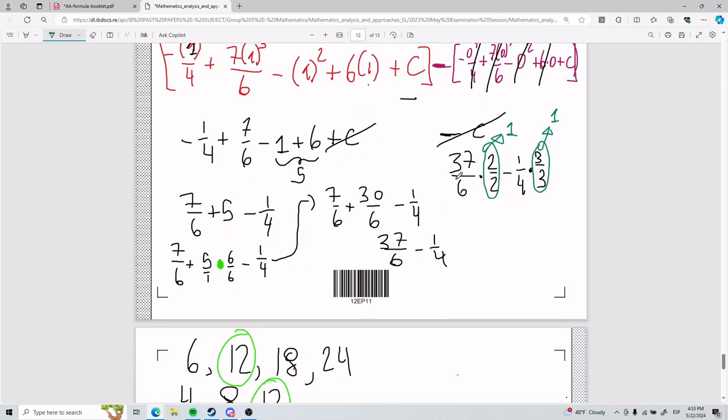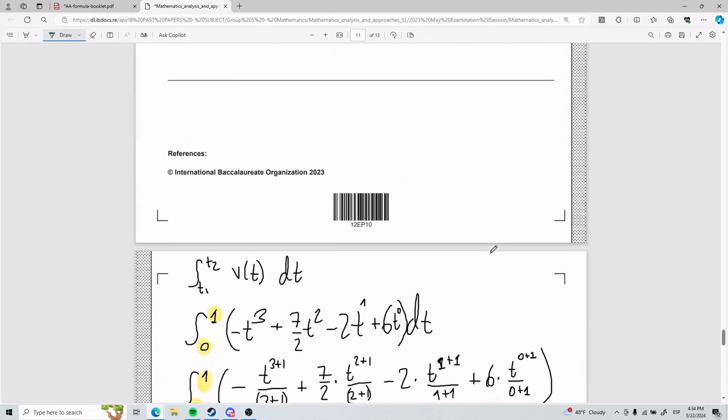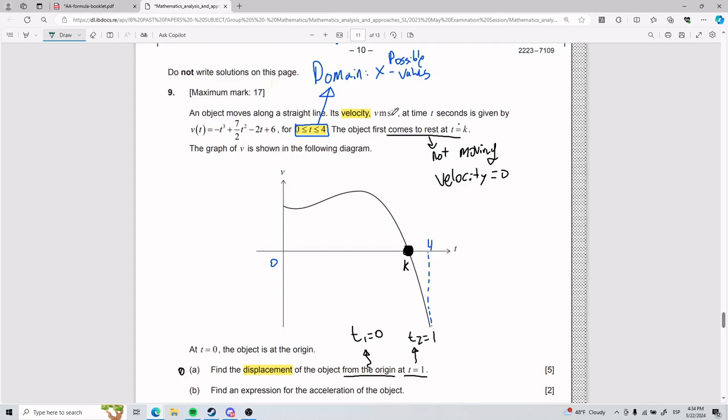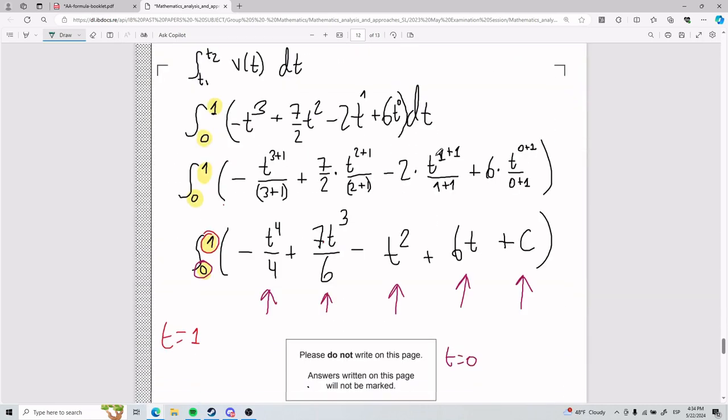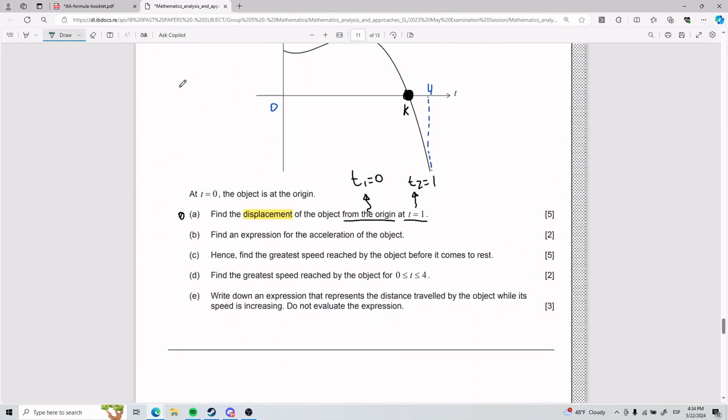So the number on the left is 37 times 2, which is, with quick maths, you end up with 74 divided by 12 minus 3 divided by 12. And so from here, you end up with 71 over 12. And what are my units, you guys? My units are meters, right? And so your displacement for part A took a little bit to do, took a little bit of explaining, but I think we ended up with a very clear answer. For part A, it has to be the displacement 71 over 12 meters.